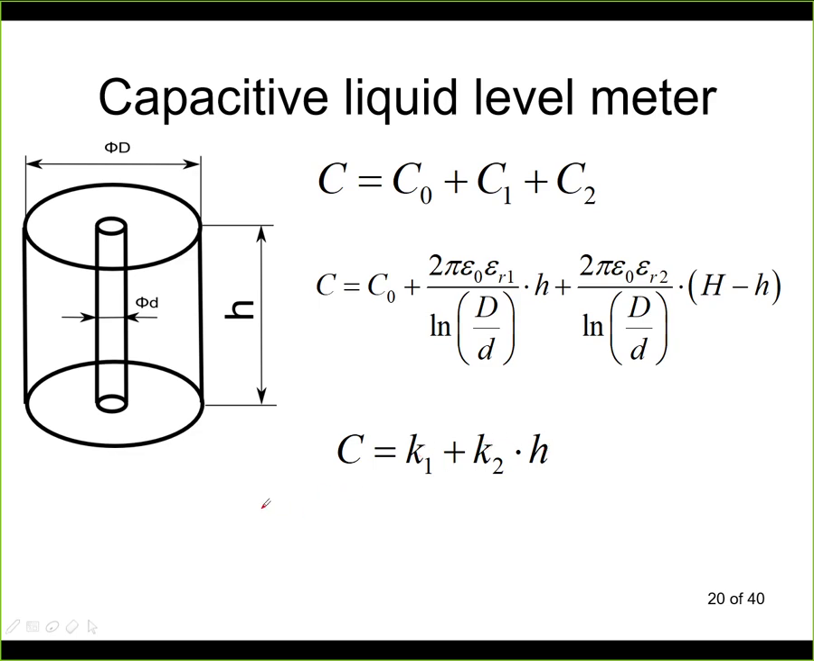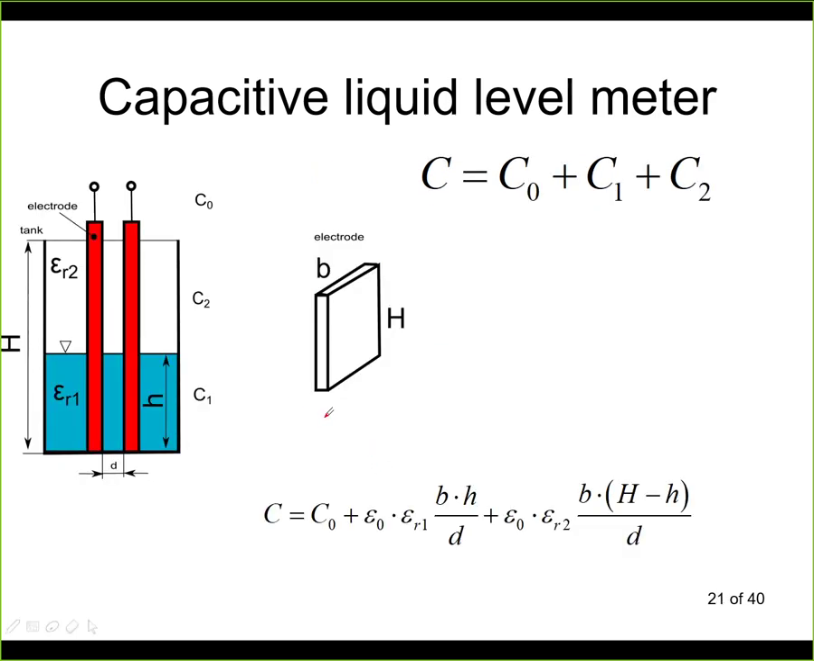So this is nothing else than the equation of the line. So if here you have the liquid level height and here you have a constant capacity, then it will look like this, where this will be the constant k1 and the slope that we have here. So let's draw it like this. The slope here basically will be called k2. So this is a nice linear equation.